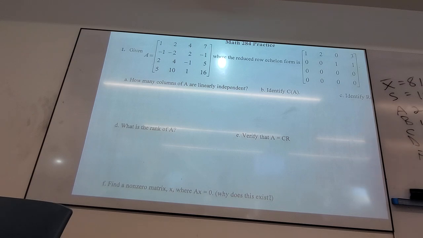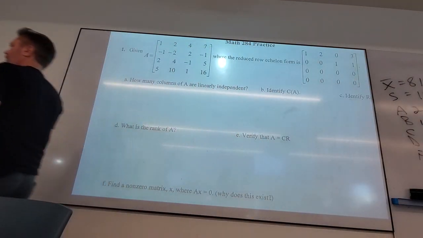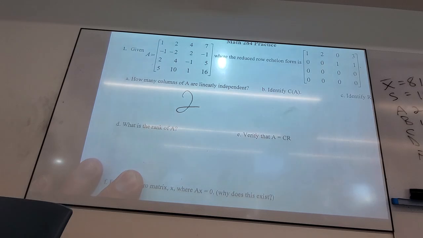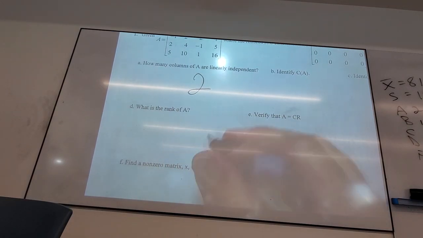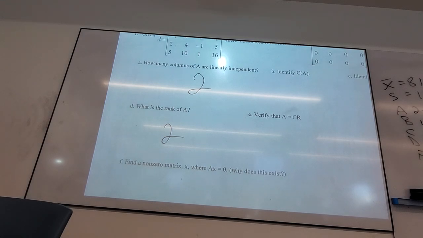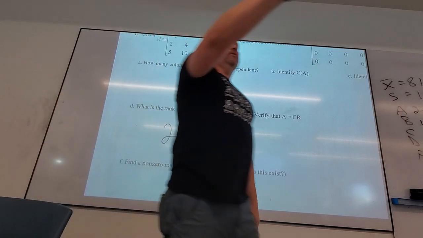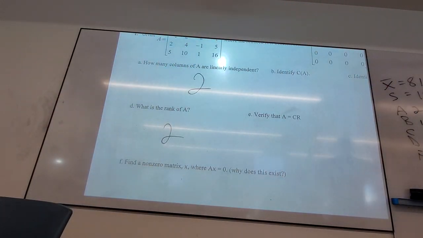Now, so how many columns are there? 2. So what's the rank of A? Let me just jump to there. 2. All right. So the rank of A really just means how many linearly independent columns. If I have 2 linearly independent columns, how many linearly independent rows will I have? 2. Those are always the same. So the rank of the column matrix C, the matrix of independent column vectors, will equal the rank of the row collection of vectors.